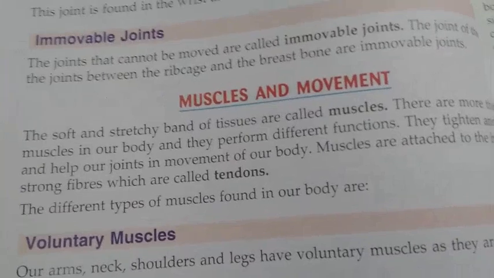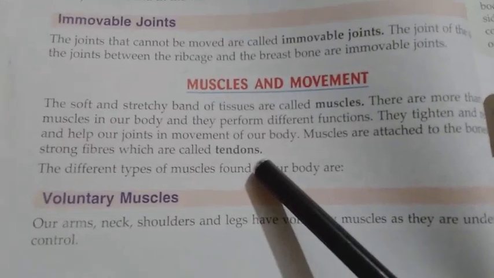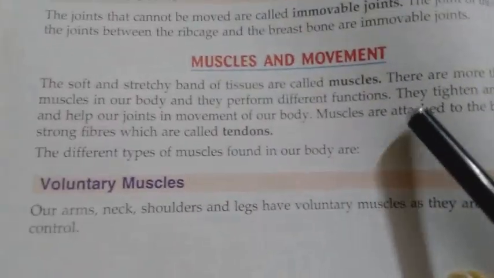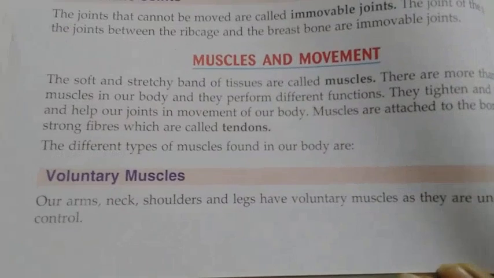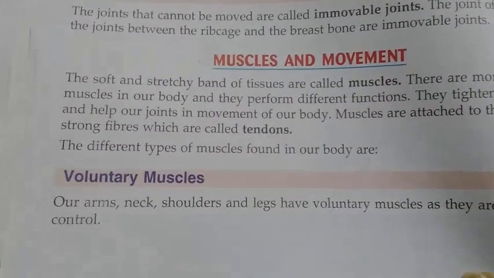Muscles are attached to the bones by strong fibers which are called tendons. So, muscles are attached to the bones by strong fibers called tendons.